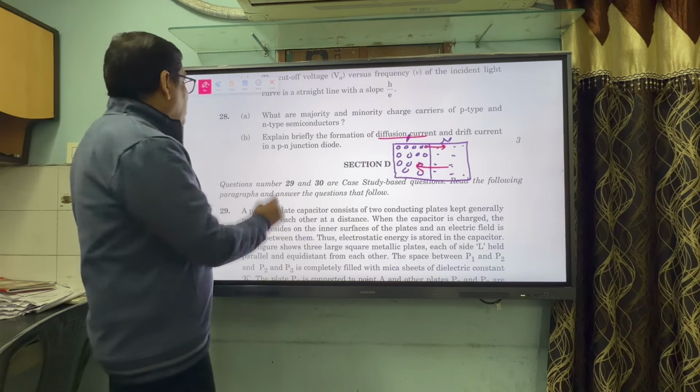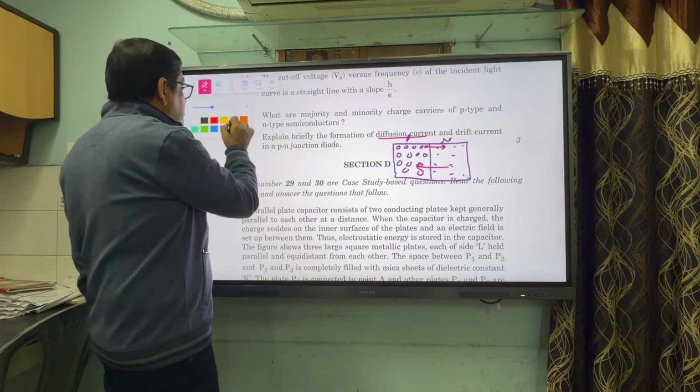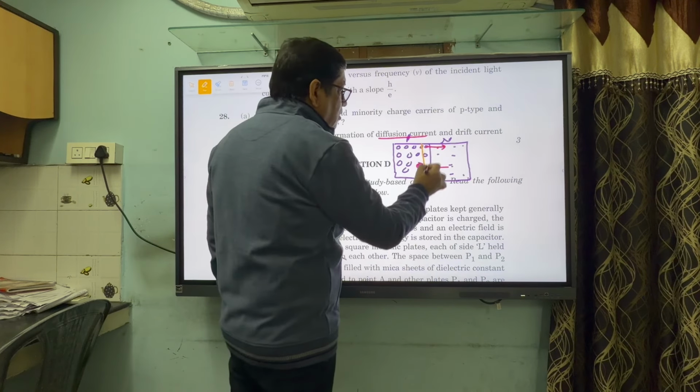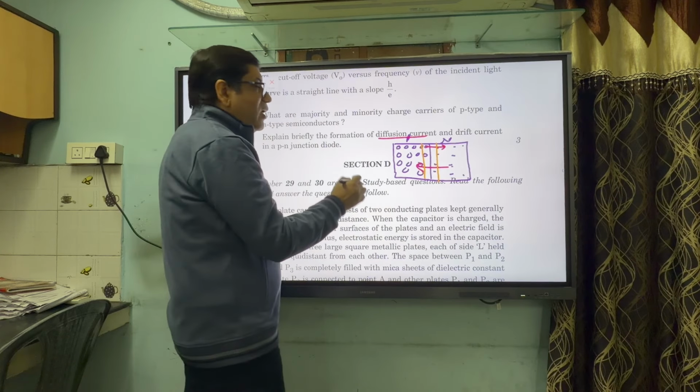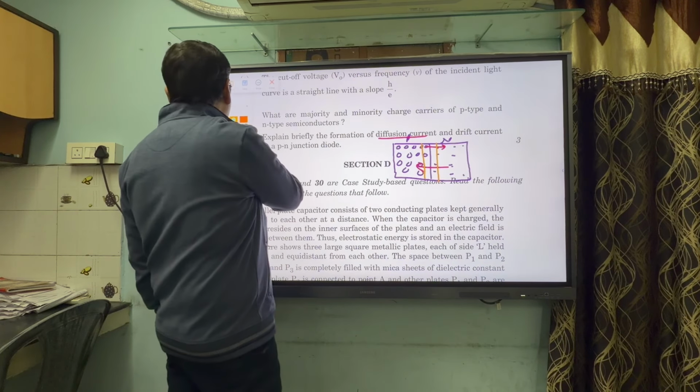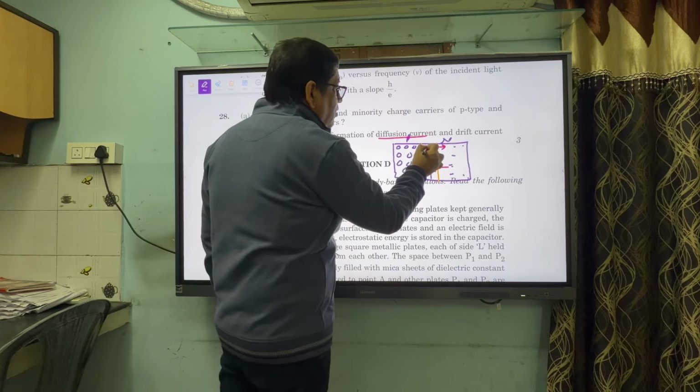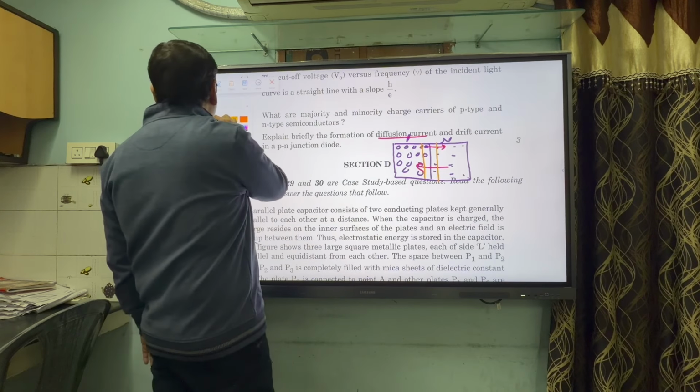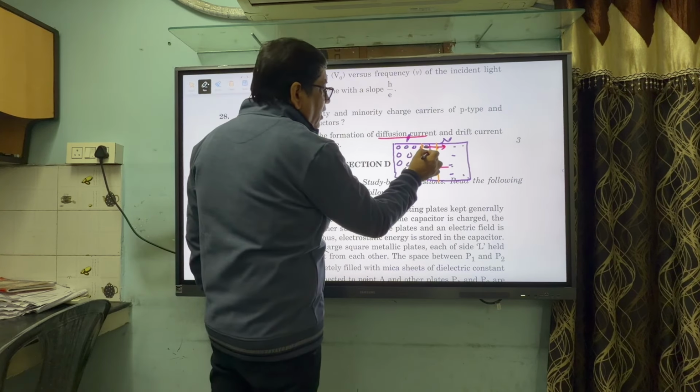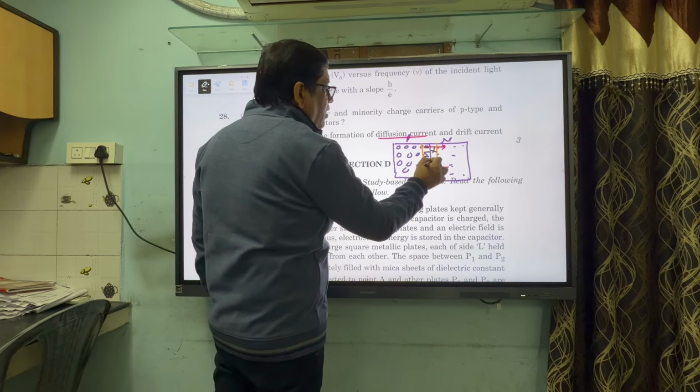But after some time, a depletion layer will be formed. यहाँ पे डिप्लीशन लेयर बन जाएगी जिसमें ना इलेक्ट्रॉन होंगे ना होल्स होंगे. It will be negatively charged on this side. P साइड पे नेगेटिव चार्ज आ जाएगा, N साइड पे पॉजिटिव चार्ज आ जाएगा.